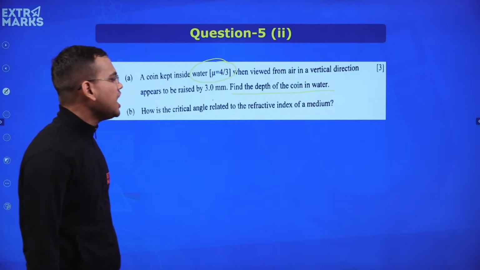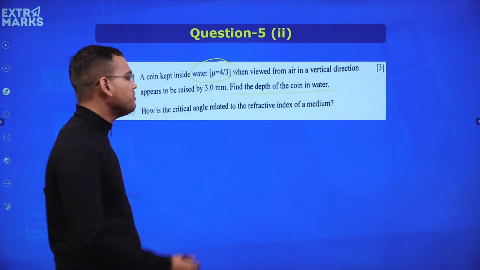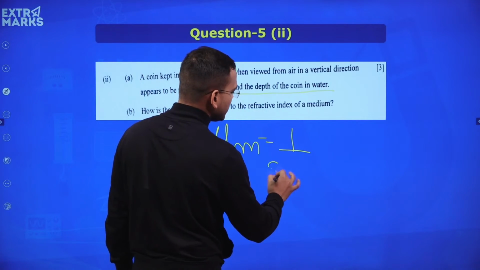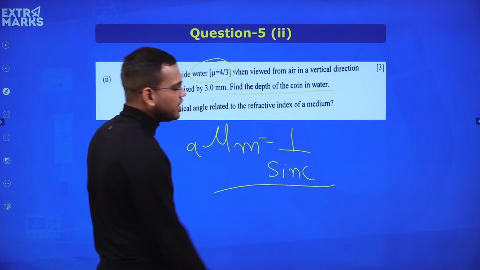Now how is the critical angle related to the refractive index of a medium? Very simple. The refractive index of a medium with respect to air is 1 upon sine C. Okay, that's it.